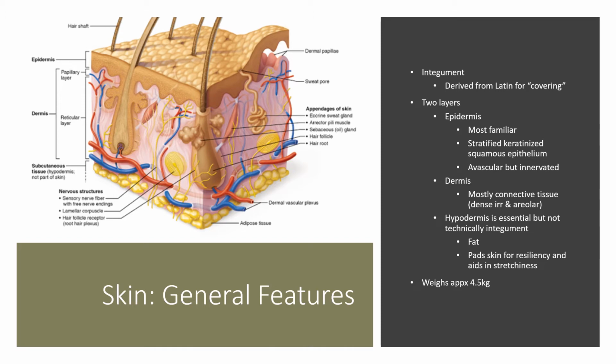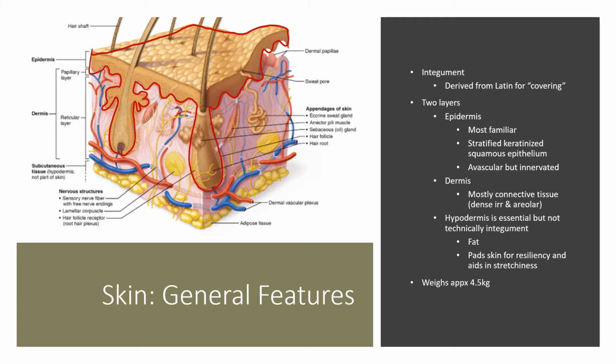Oftentimes we think of it as being three layers, but really only the outermost two, the most superficial two layers, are part of the integument. The most superficial layer is the epidermis. This layer right here, it's one you're most familiar with, and there's hair follicle with its oil glands. This is made up of stratified, squamous, keratinized epithelium. Think for a moment about the implications of that.